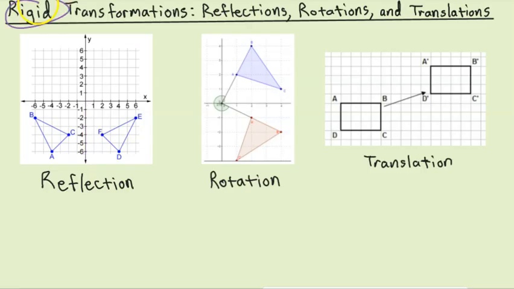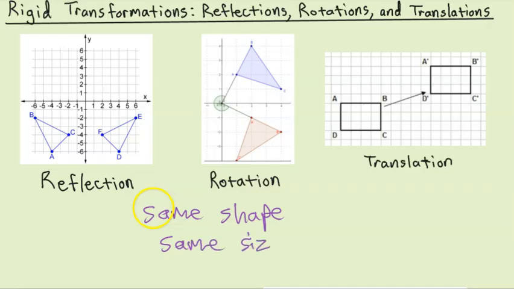Now when we call them rigid transformations, the word rigid means that they keep the same shape and they keep the same size. So this triangle is the same shape and the same size, it's just turned a different direction. This triangle is the same shape and the same size as this one, it's just turned a different direction. And this one is the same shape and the same size as this rectangle, it's just in a different location.